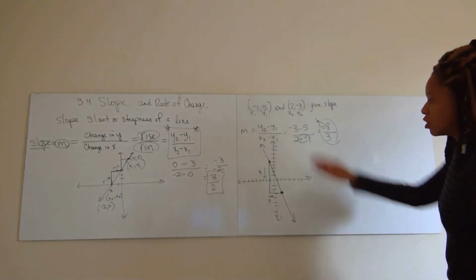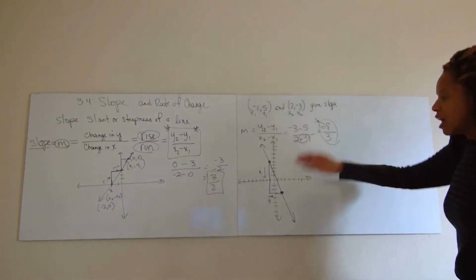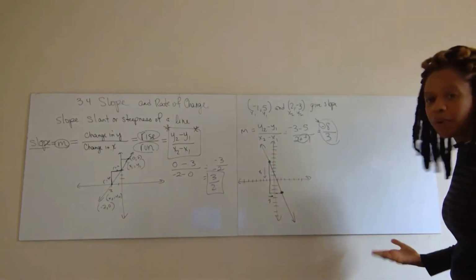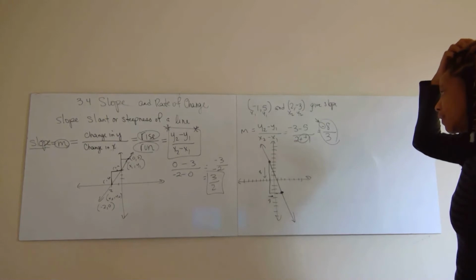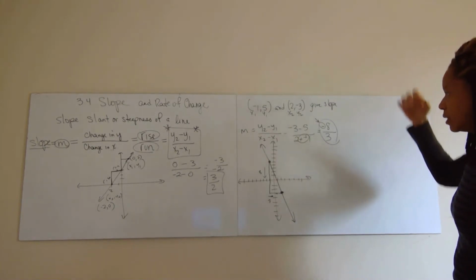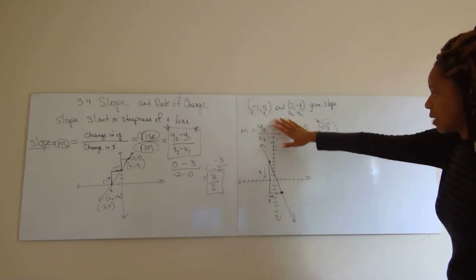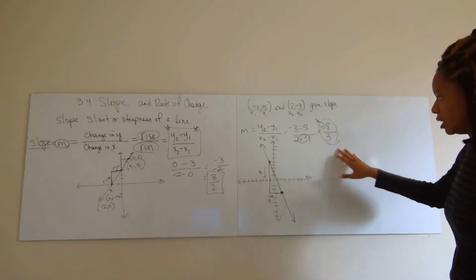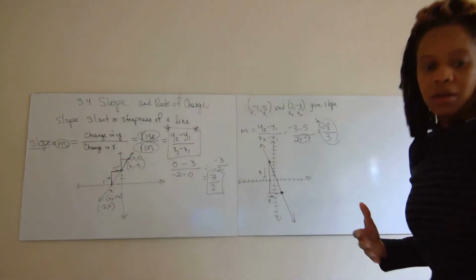Okay? So the slope basically showed me how to go from one point on the line to another point on the line. That's what the slope does. That's all you're doing. It's using given ordered pairs to substitute into the slope formula to identify the slope.